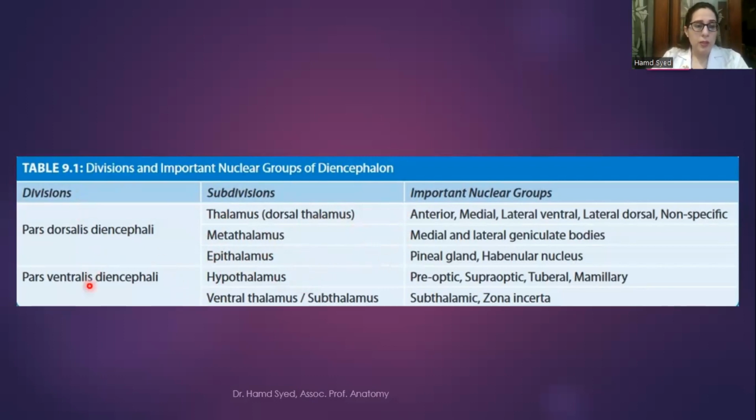When we talk about the pars ventralis, that is the part of diencephalon below the hypothalamic sulcus, it consists of hypothalamus and the ventral thalamus. The hypothalamus itself has different nuclei, whereas the ventral or subthalamus is the zona incerta and subthalamic nuclei.